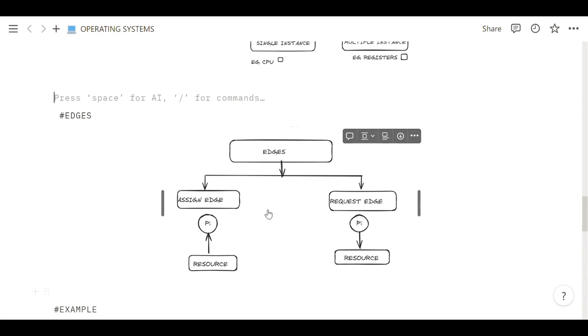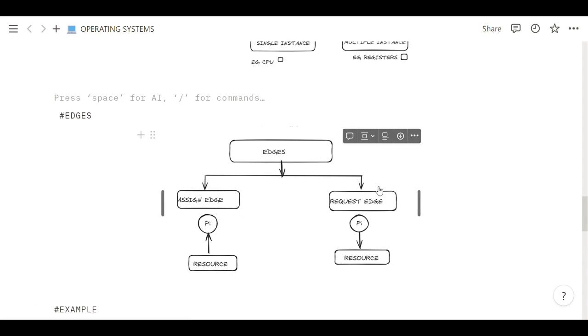So here in this assign edge, let's take a deeper look here. So tail is attached to the resource. So this is the tail of the arrow and the head is attached to the process. So what does this mean? So this means resource is assigned to the process. So this is nothing but assign edge.